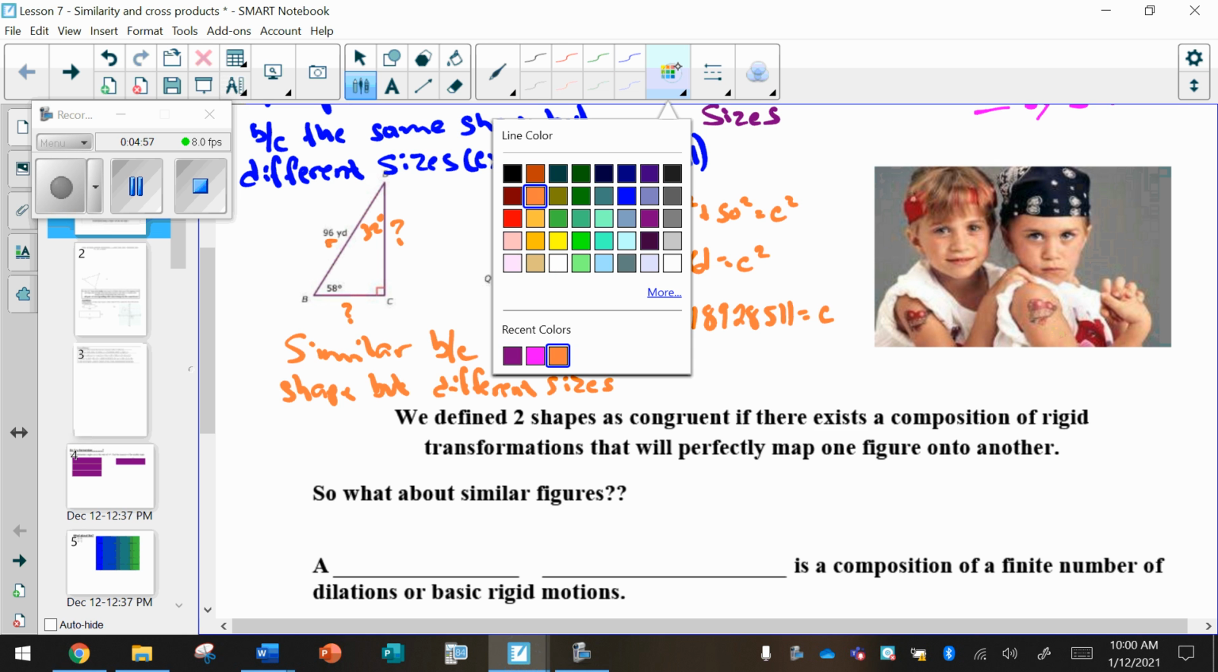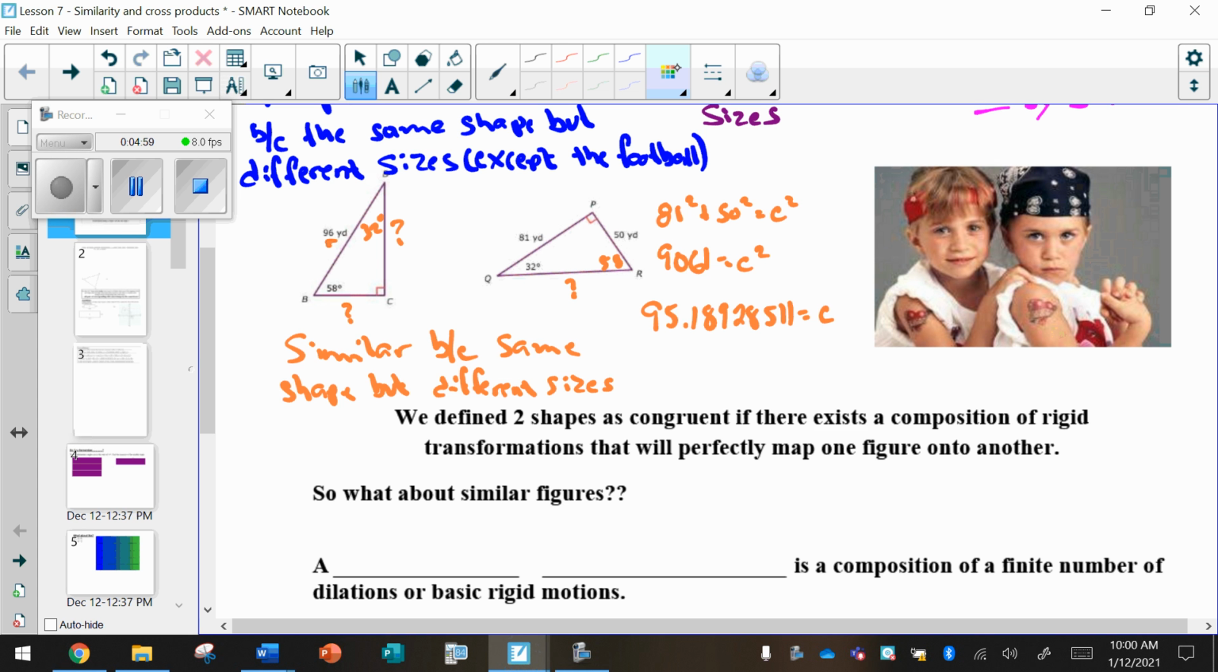So how about the Olsen twins when they were little kids? These are neither. They are not the exact same shape, even though they are twins. Identical twins doesn't mean that they are perfectly identical. And they are not perfectly the same shape, so they are neither. Ha, that was just funny.